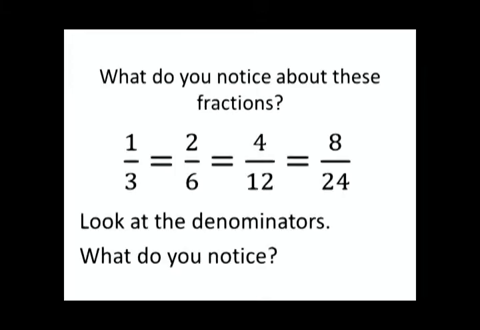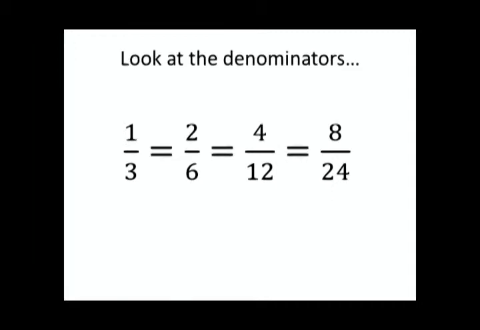Now, I want you to pay attention to the denominators on these fractions. What do you notice? The denominators we have here are 3, 6, 12, and 24. What do you notice about those? They're all multiples of 3. 3 times 2 is equal to 6. 3 times 4 is equal to 12. 3 times 8 is equal to 24.